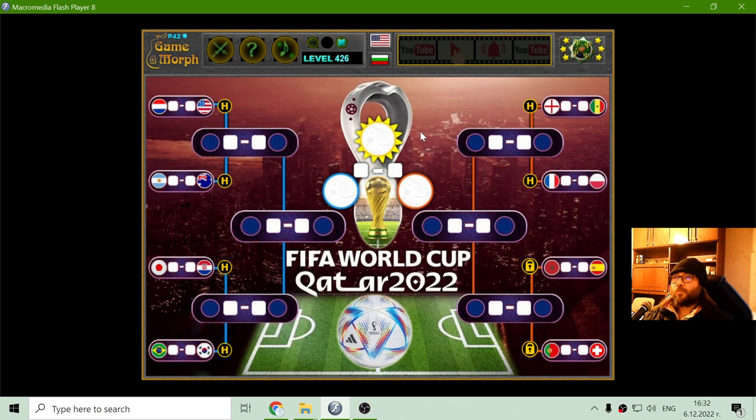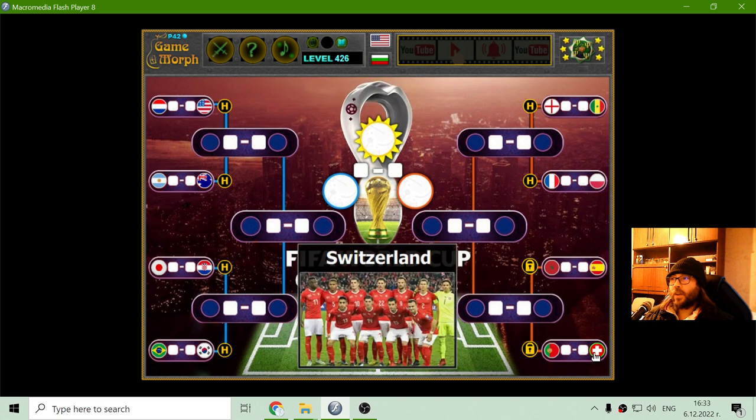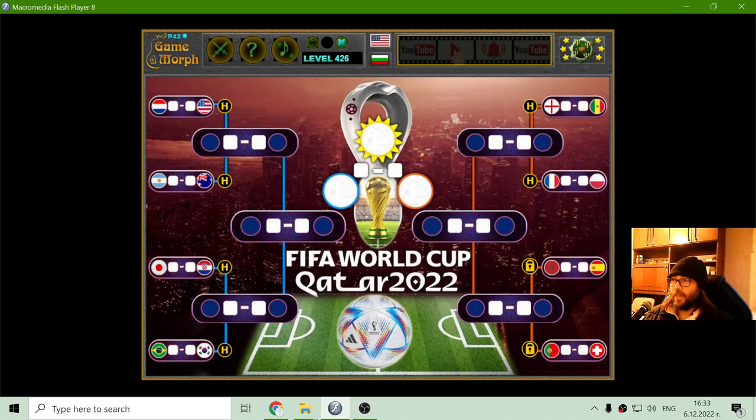And so, this will be a prediction for the current stage of the tournament. Today is the 6th of December, year 2022. And we have two matches to be played: Morocco against Spain and Portugal against Switzerland today. The first will begin in approximately 30 minutes, so I will try to make this prediction before then.